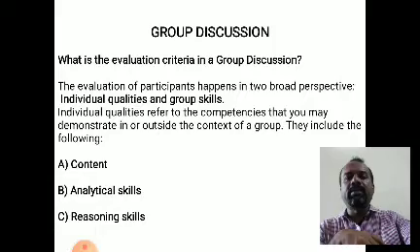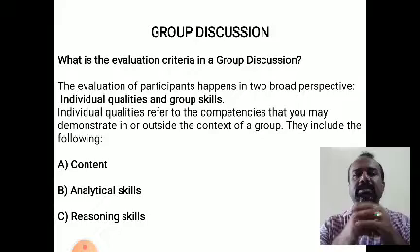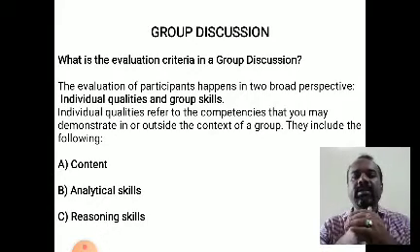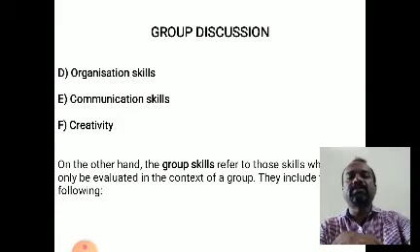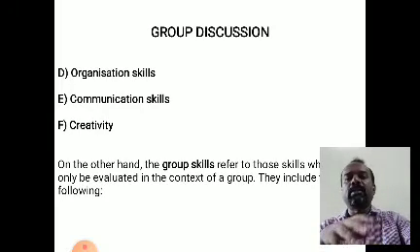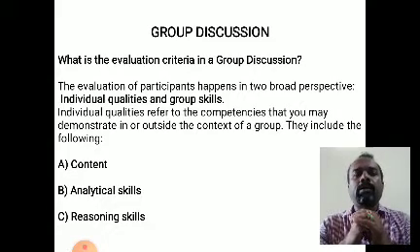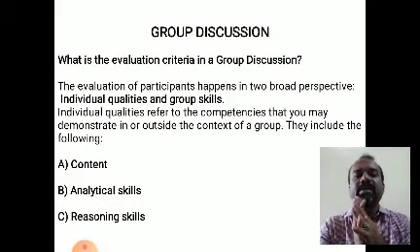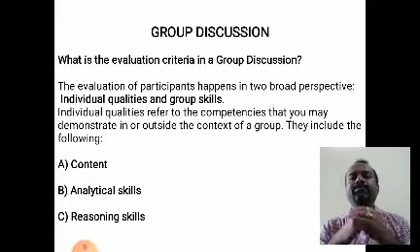There are nearly 6 to 7 aspects on how to evaluate the criteria in the group discussion: content, analytical skills, reasoning skills, organizational skills, communication skills, and the last one is creativity. Let's have an elaborate discussion about these 6 criteria that we are going to use to evaluate group discussion itself. Number one is content.